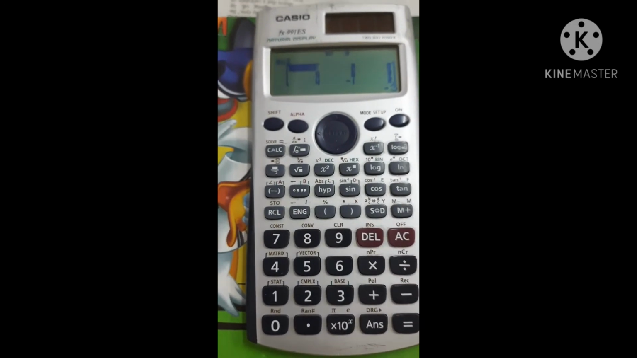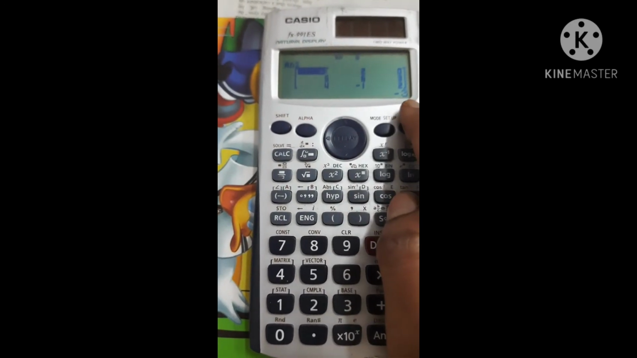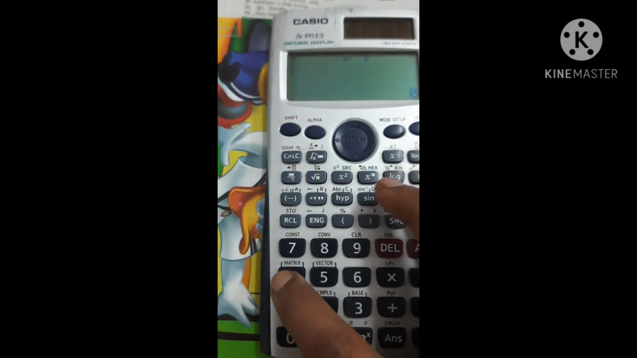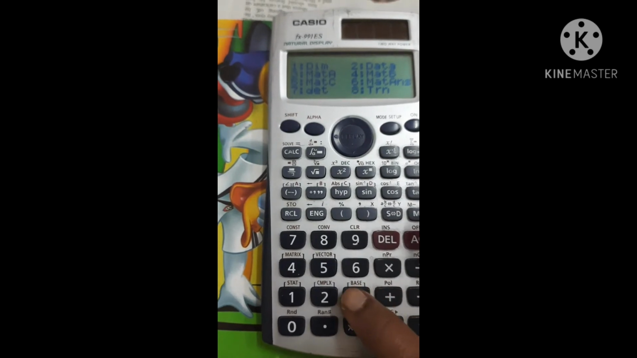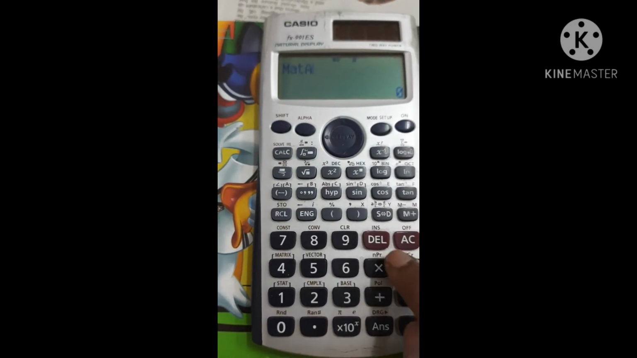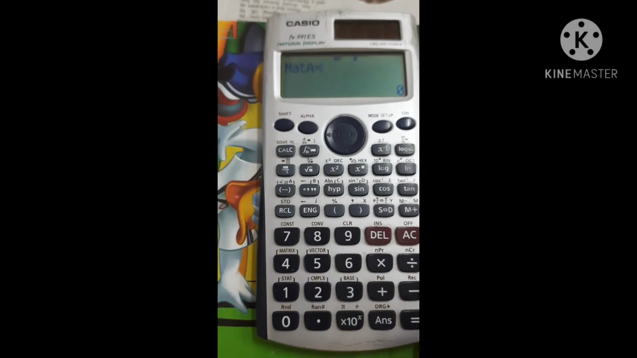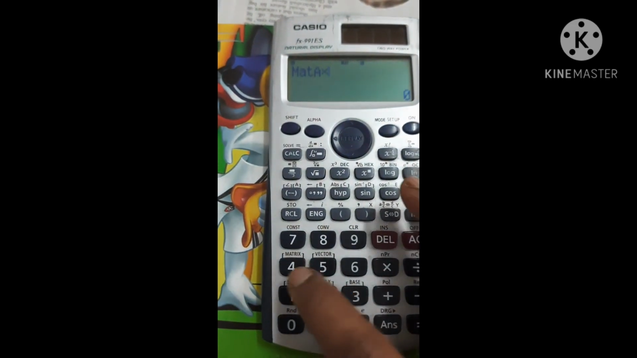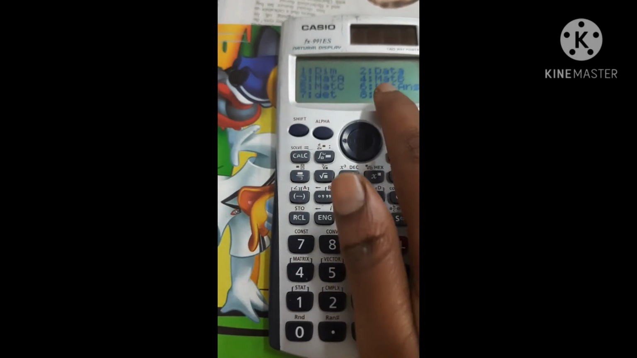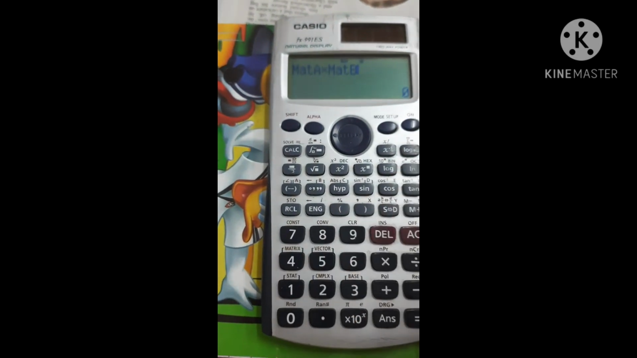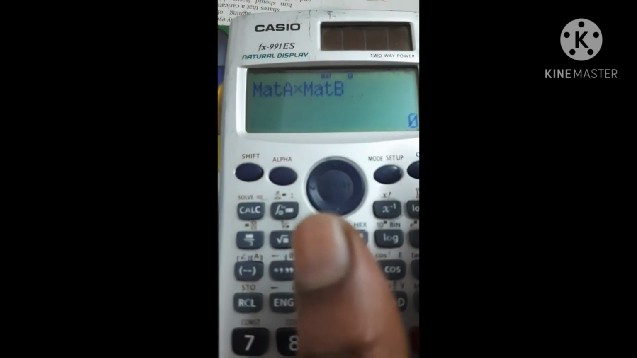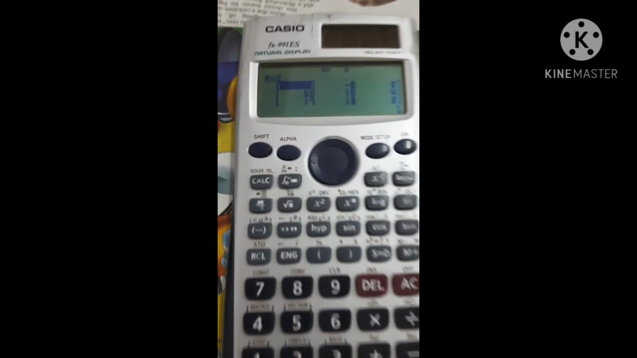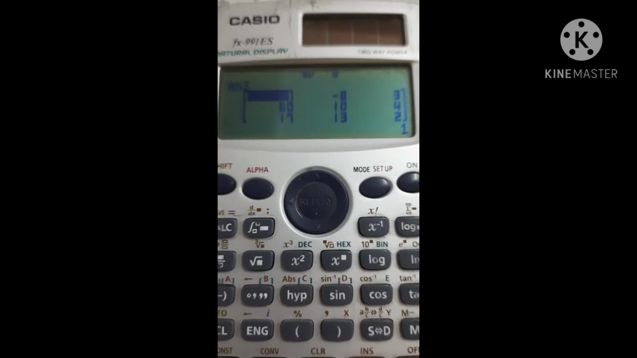Shift 4, option 3. As I want to get the product, choose the multiplication symbol and then choose Mat B, for which again we need to go to Shift 4 and then choose Mat B, which is option 4. Now we can see Mat A times Mat B on the display. As I want to get the result, I need to press the equal to button. Then I can see the resultant matrix, which is AB.